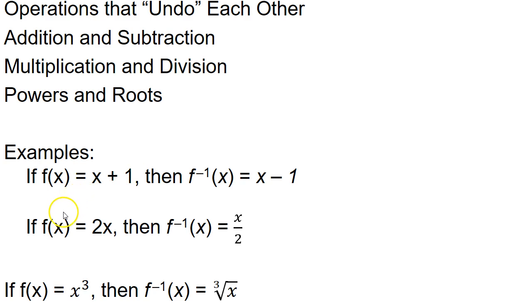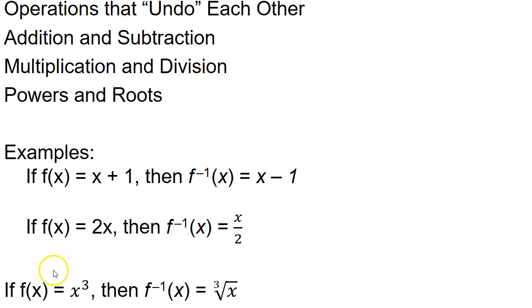Second example, if f of x equals 2 multiplied by x, then f inverse of x equals x divided by 2. That is, starting with a number and doubling it, and then to get back to the original number, we would divide it by 2. So dividing represents the inverse of multiplying.